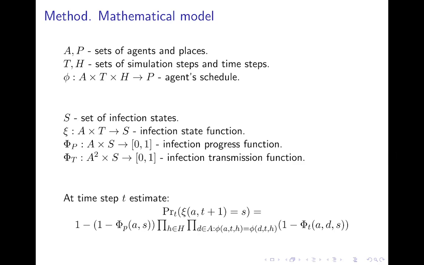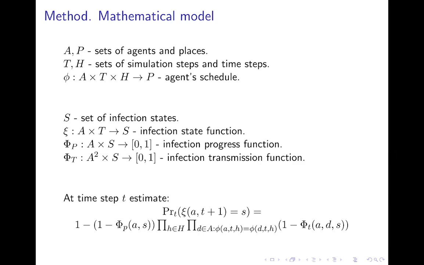Secondly, infection states can change as the result of interactions between agents. Mostly, this means that agents can infect each other. To capture this behavior, the infection transmission function phi_t is defined. It tells the probability distribution of the recipient agent's infection states at the next simulation step after a contact with a donor agent.